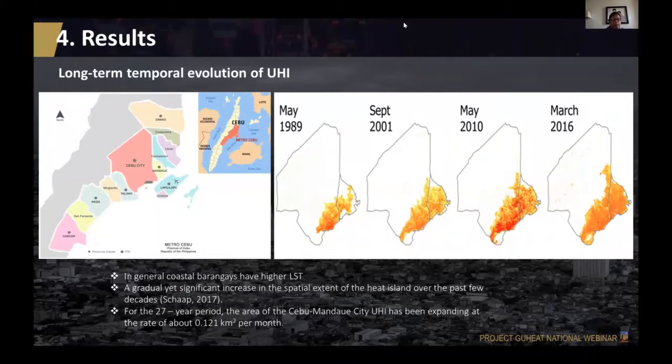I now present our results. First, we portray the long-term temporal evolution of UHI. For your reference, on the left, I show the map for Metro Cebu, and on the right, I show the land surface temperature. We selected May 1989, September 2001, and May 2010.